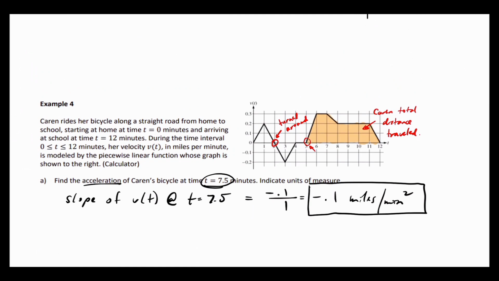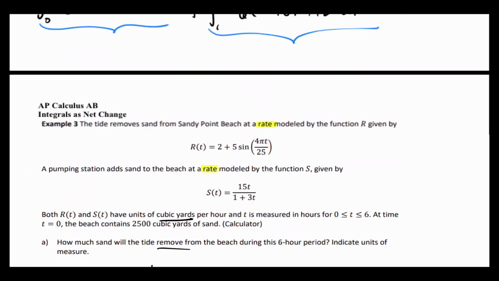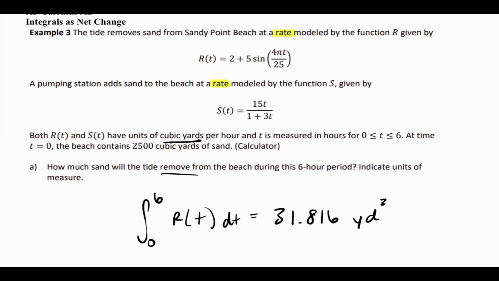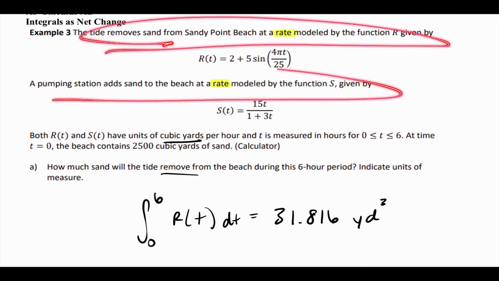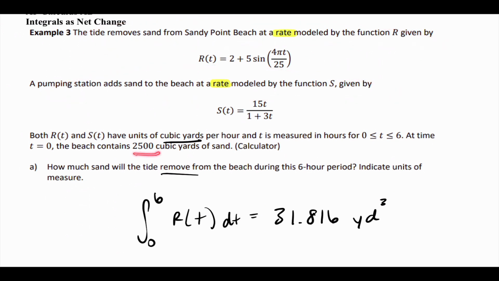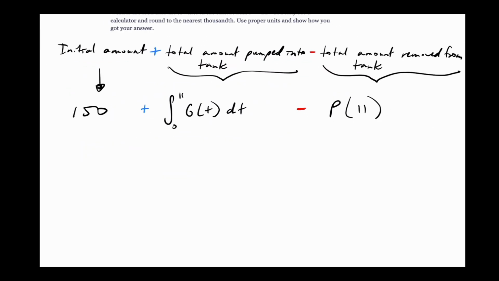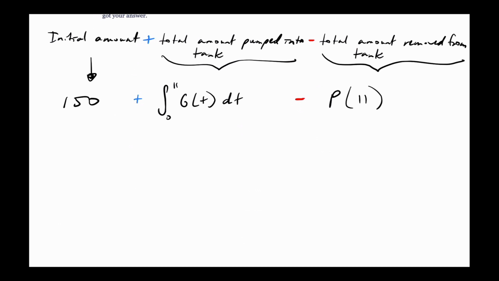Not that one. This one right here, right? Total amount pumped in, total amount pumped out. How much was initially there at the beginning, right? It's the same thing. It's the same question every single time. So one of them is 150. So 150 plus the integral, and then you got to plug in for P of t. So you got to figure out the integral first from 0 to 11.